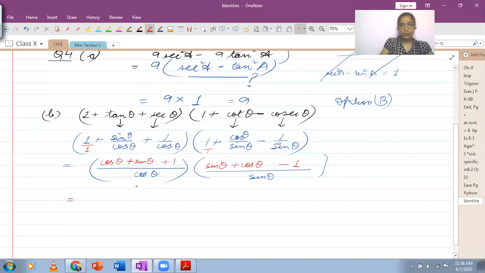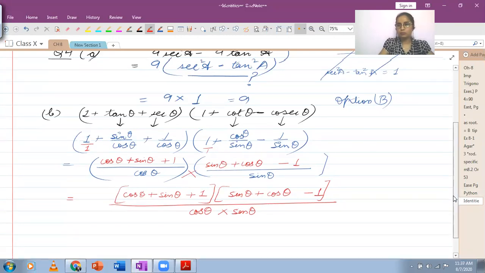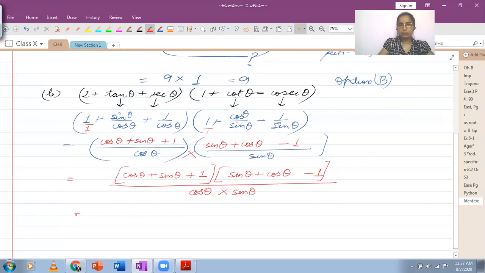Now, we have cos theta plus sin theta plus 1 in the first bracket. In the second bracket, we have sin theta plus cos theta minus 1. Whereas the denominator, let's just multiply the two. We have cos theta multiplied by sin theta. I've written it only in simplified form. I haven't done any work with it at this step.